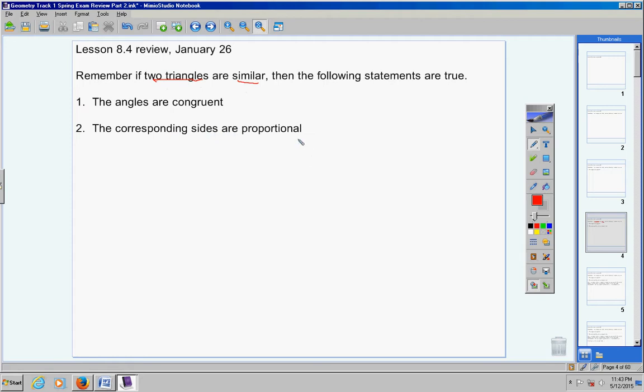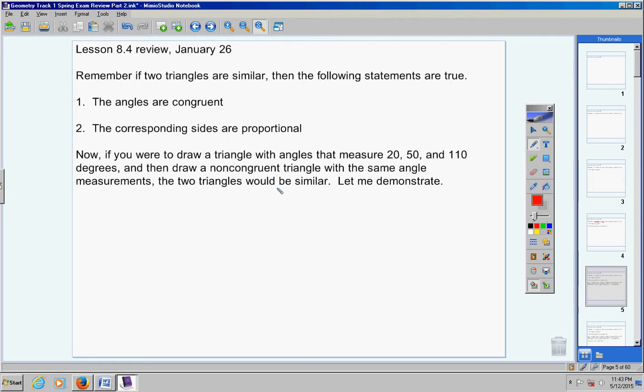Okay? Alright, now, if you were to draw a triangle with angles that measure 20, 50, and 110 degrees, and then draw a non-congruent triangle with the same angle measurement, the two triangles would be similar. Okay? Let me demonstrate, alright? I would encourage you to copy this in your notes, okay?